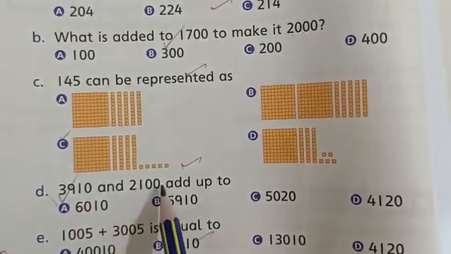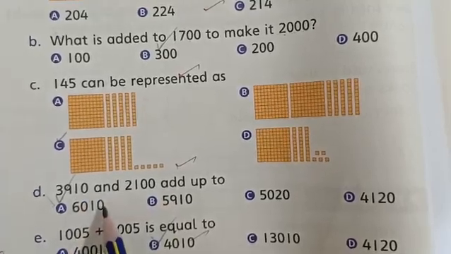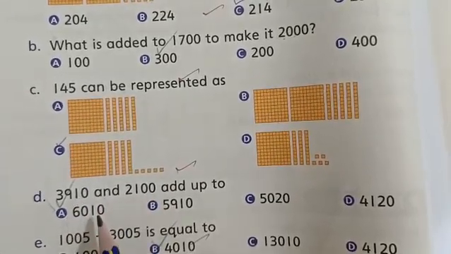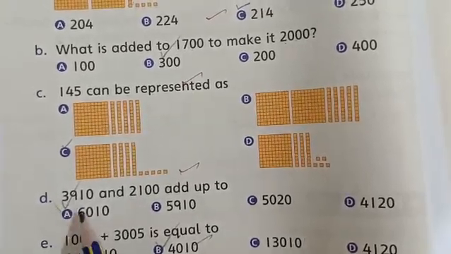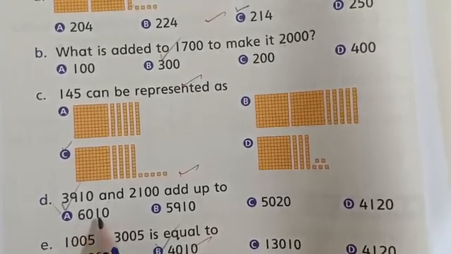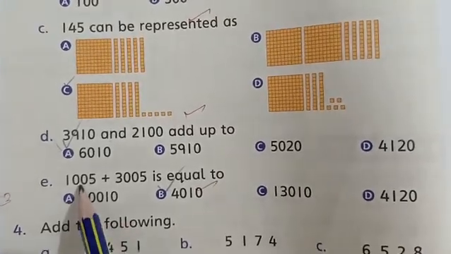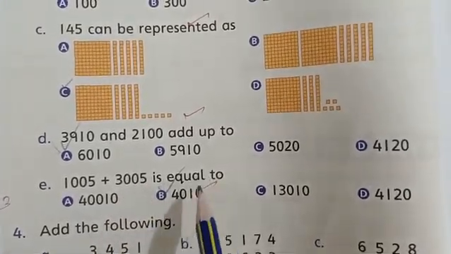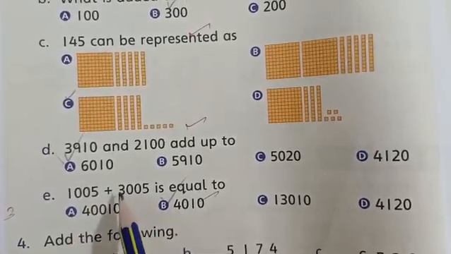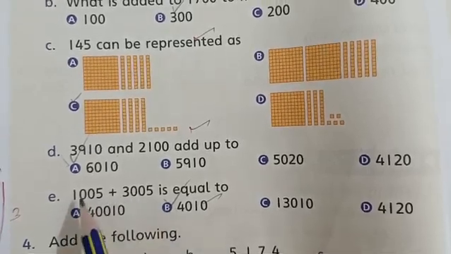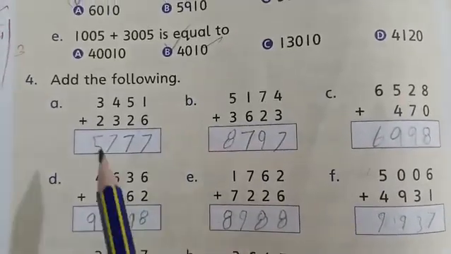3910 and 2100 add up to. When we add these numbers, look at this. 0 plus 0 is 0. 0 plus 1 is 1. 1 plus 9 is 10 and 1 will be carry. 2 plus 3 is 5 and 1 will be 6. So it becomes 6010. Next we have 1005 plus 3005 is equal to 4010. 5 plus 5 is 10, 0 plus 0 is 0, and 3 plus 1 is 4. So answer is 4010.